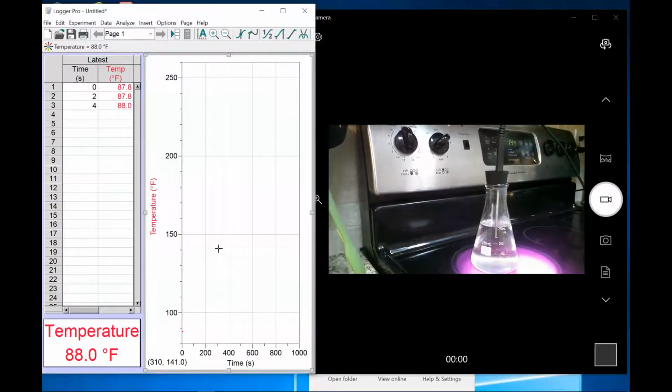We'll also want to note what's going to happen when we start to boil. What should happen to the temperature? And hopefully that boiling will happen right around 212 degrees Fahrenheit.